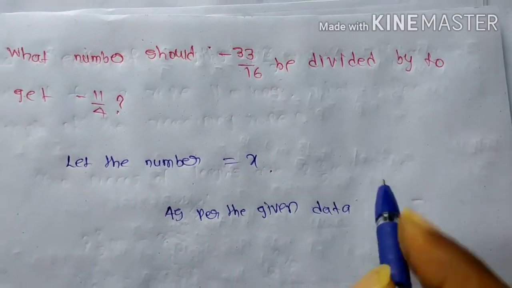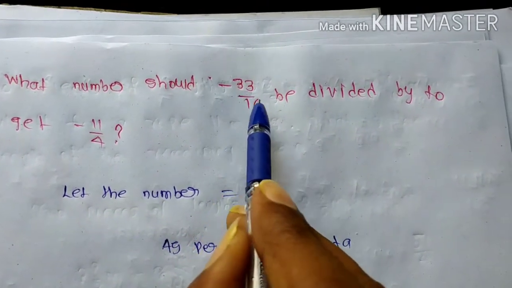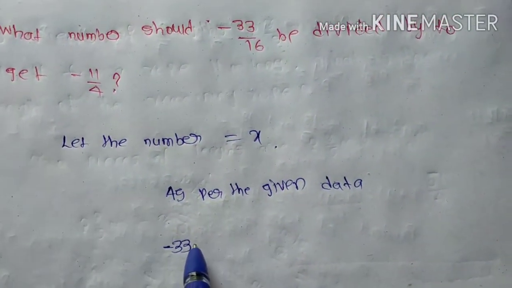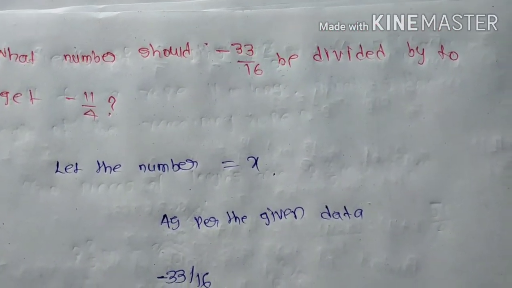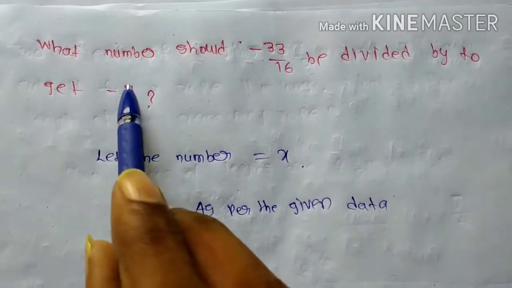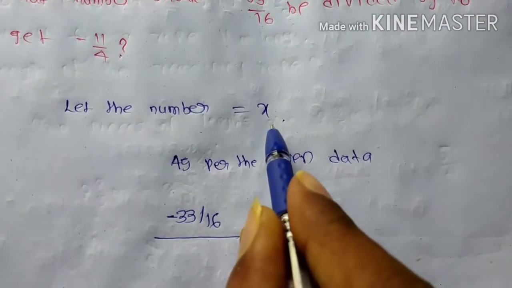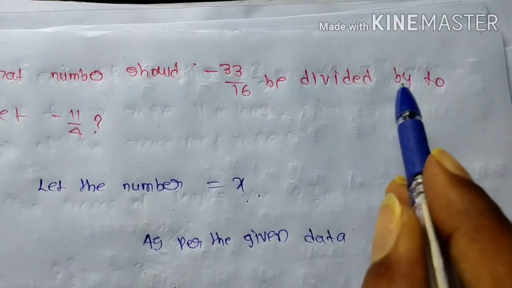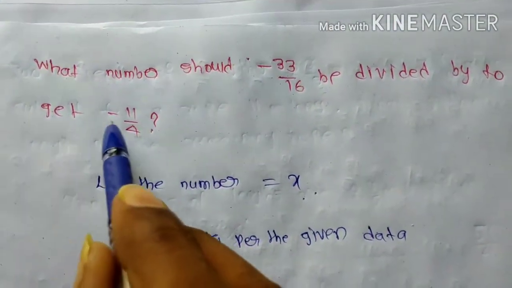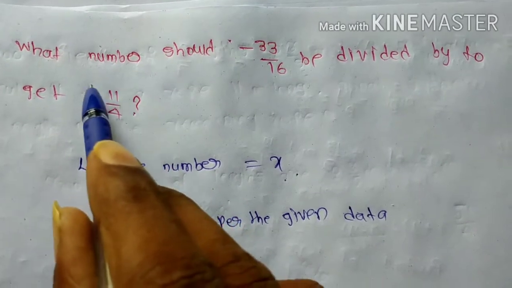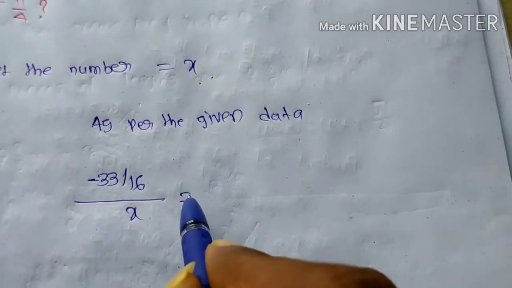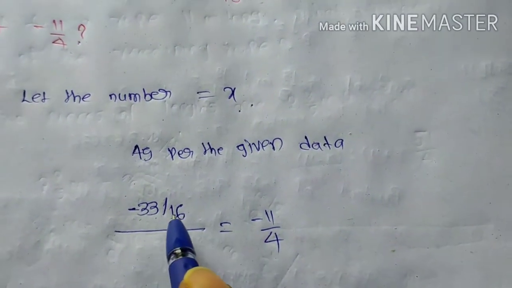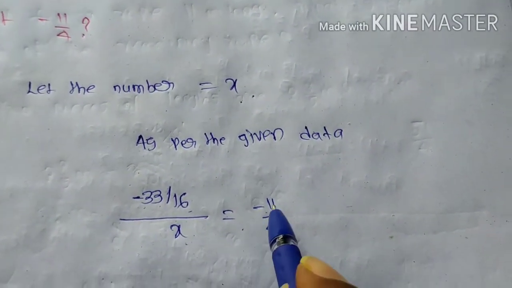See here, as per the given data, minus 33 by 16 should be divided. That means I am writing here minus 33 by 16 divided by a number we don't know, so I am taking, let the number be x. Dividing by x, we get minus 11 by 4. That means your result is minus 11 by 4. You can write here minus 33 by 16 by x is equal to minus 11 by 4.